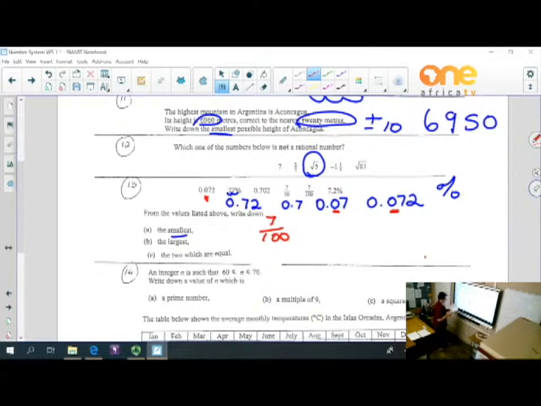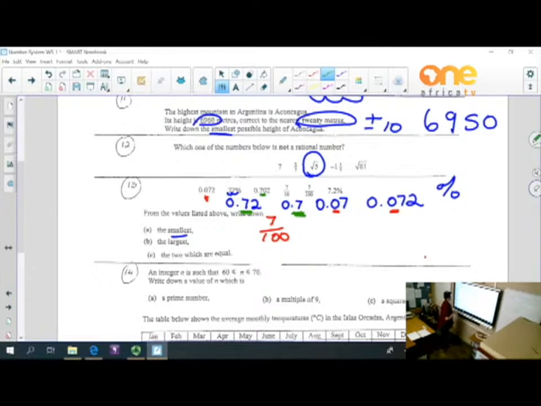The next one says the largest number. So obviously these ones are now out. Now we're looking at the first decimal place, and that's a 7. There's a 7, and here's a 7. Those are the ones with a 7.